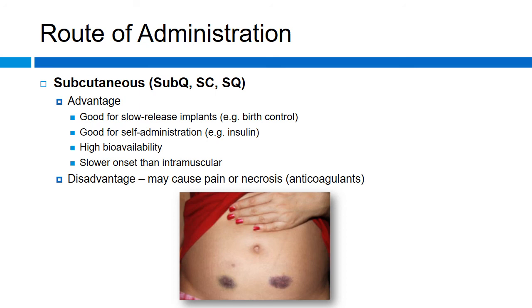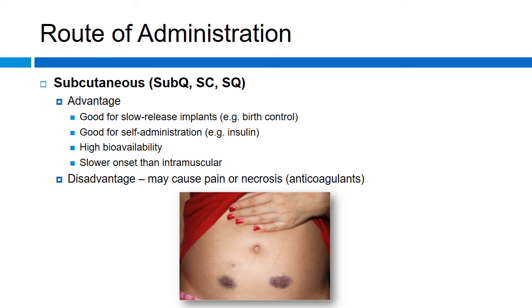Sometimes you can have implants that are put in that slowly release over a long period of time. So for instance, we have some birth control implants that release progesterone or estrogen-based compounds slowly over a period of months to years, which can be very useful because that way you don't have to take a pill every single day. It's good for self-administration for drugs that cannot be given orally. So I mentioned insulin. We said insulin's what type of molecule?